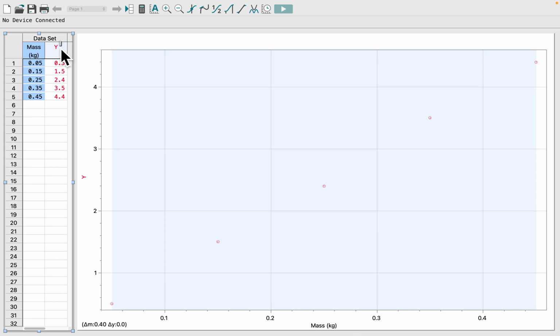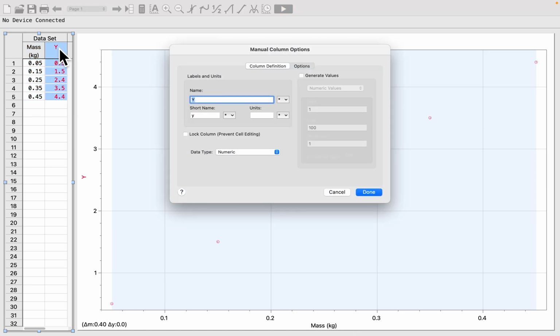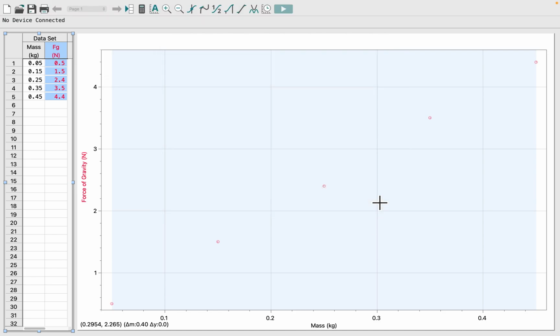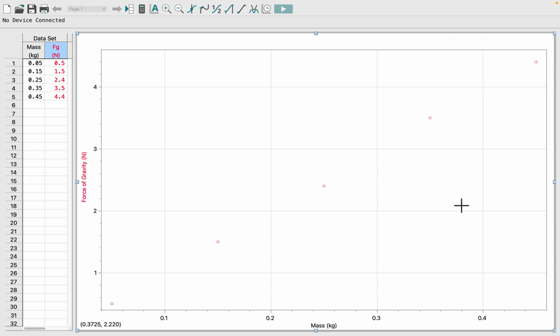I'll do the same thing with Y. Remember that Y is force of gravity. The short name is FG, and the units are going to be newtons. I'm going to hit done. And notice it puts everything on the y-axis.